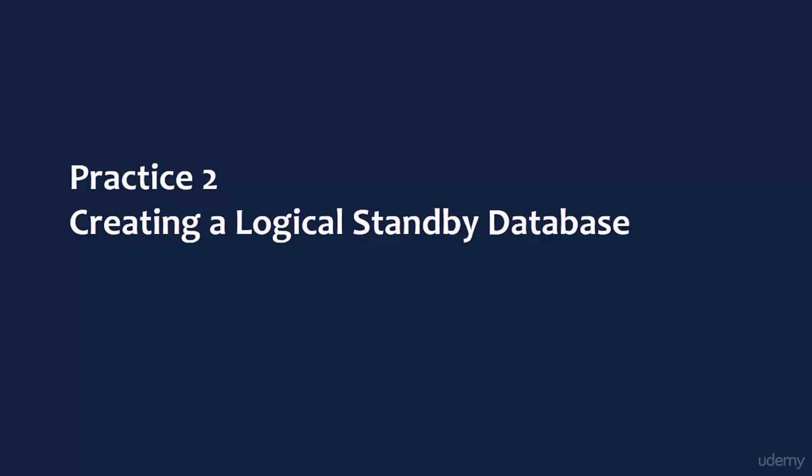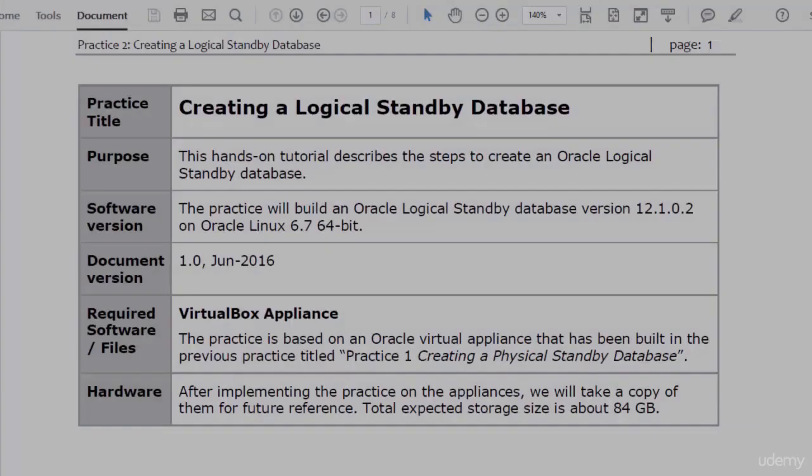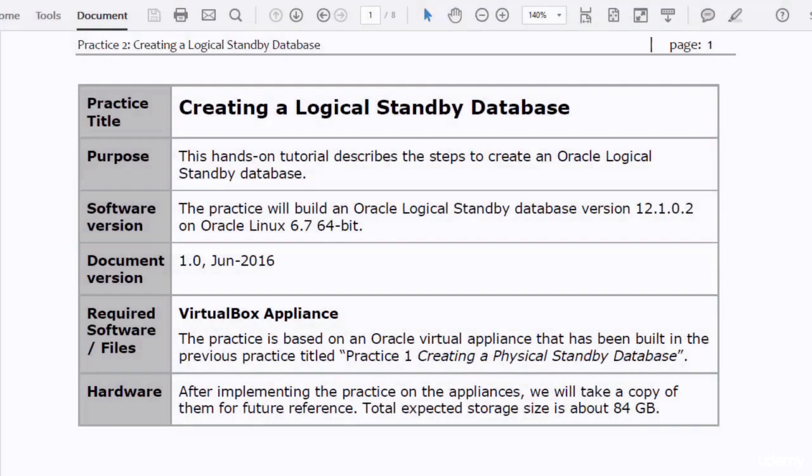In this practice, we're going to go through the procedure to create a logical standby database. We will use the VirtualBox appliance that we created in practice number 1 to create a logical standby database. As you will make a copy of the appliance that we created in the previous practice, you need to have at least 84 GB free space in your disk.